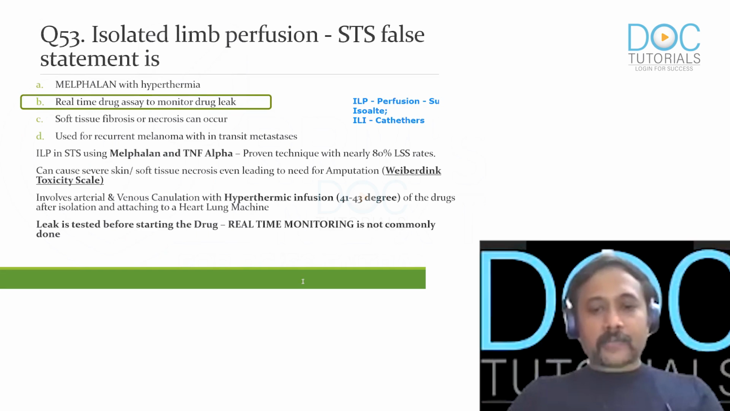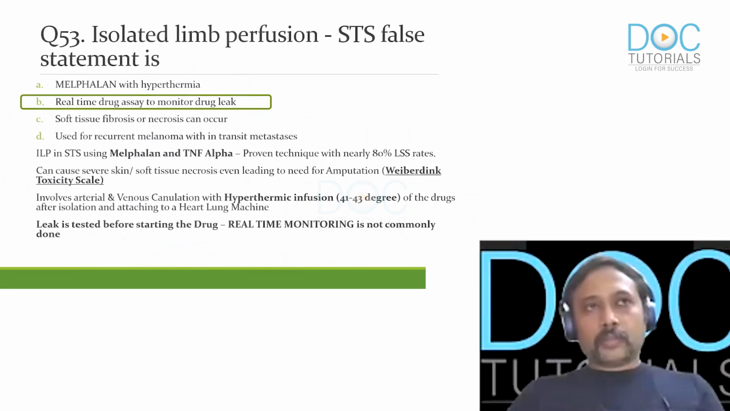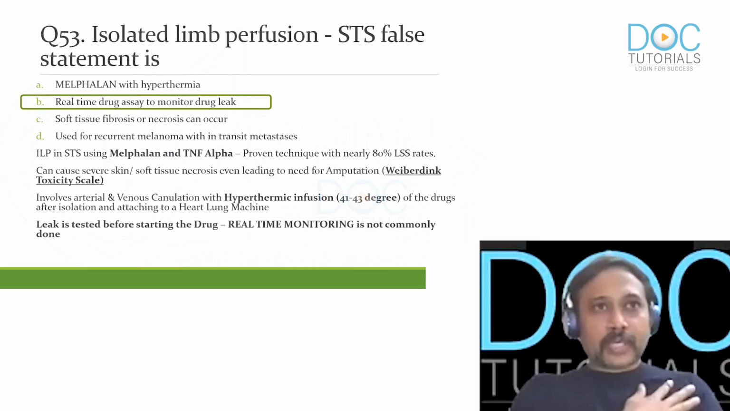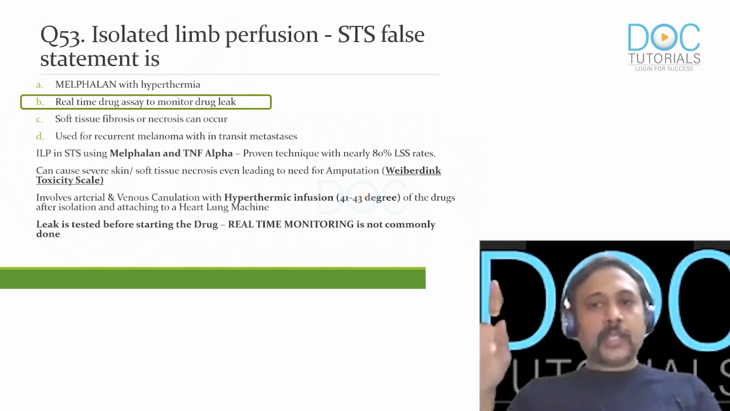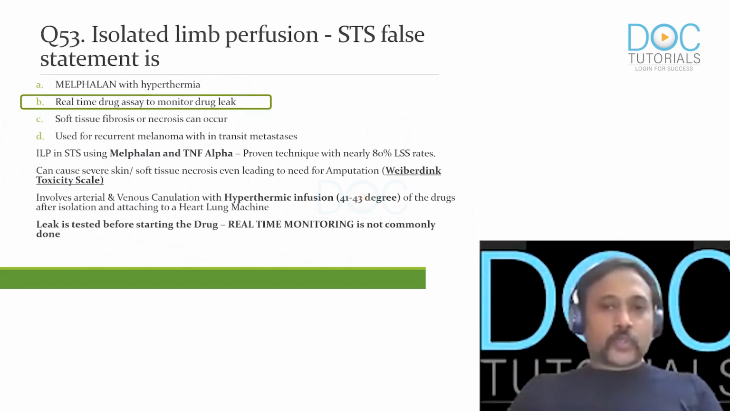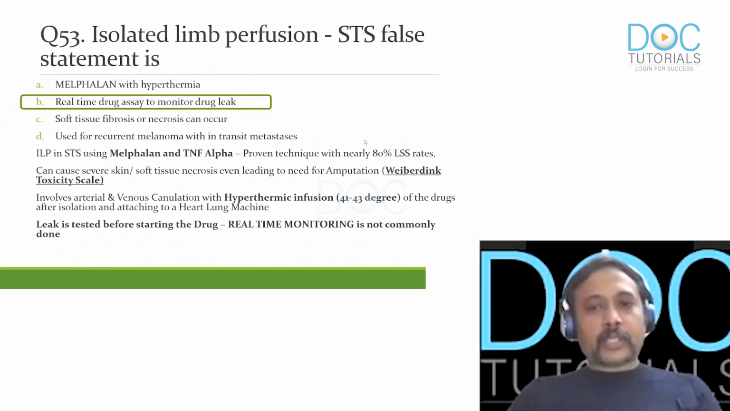So what we generally have is a system where we isolate the particular artery and the limb that goes there. At various levels, it can be done. You can do it at the high thigh level, at the thigh level, at the level of the common iliac, the iliacs, and then at the level of the femoral and the popliteal. Four levels are possible as far as the lower limb is concerned. So when you're doing it, you will isolate the vessels completely. You will check for the leak. Then you will establish your hyperthermia, and then you will start the drug infusion.